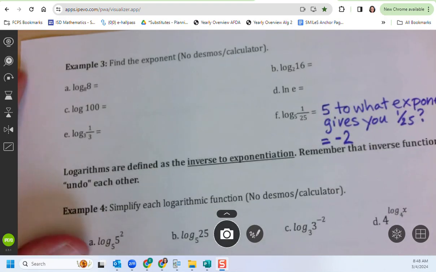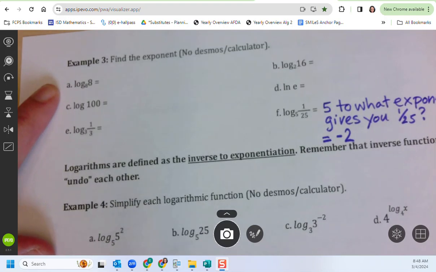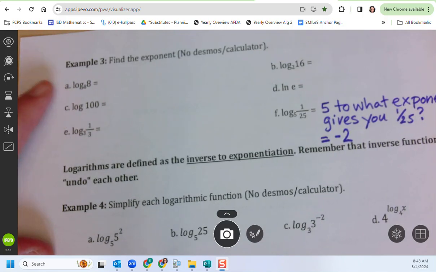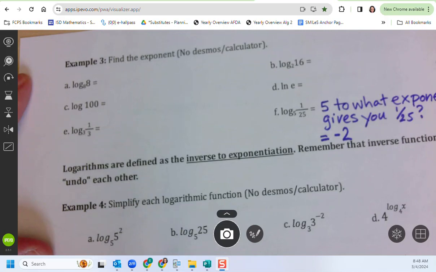Tabitha's group, which one do you want to give us? Do you want to give us A or a different one? Okay, what'd you get? So 8 to the 1 equals 8. Do you guys agree? Good.